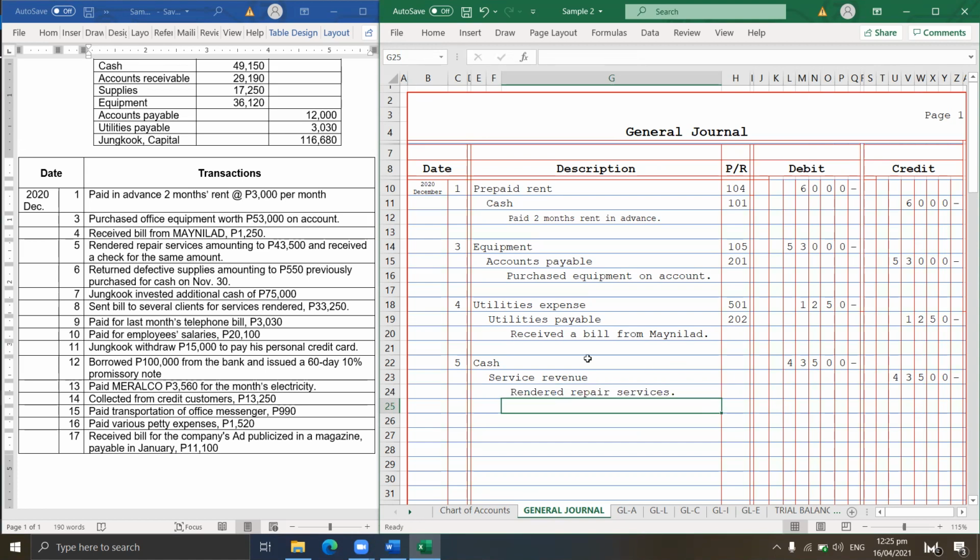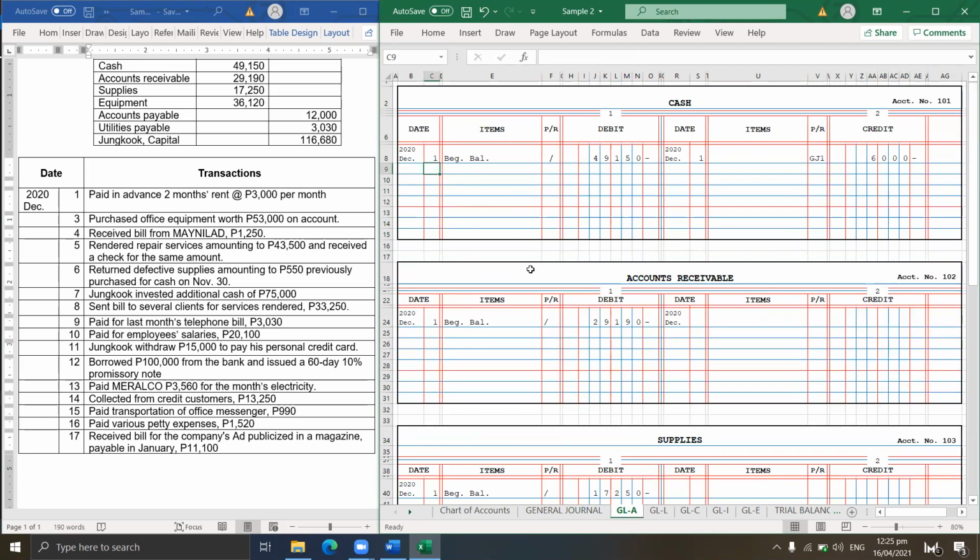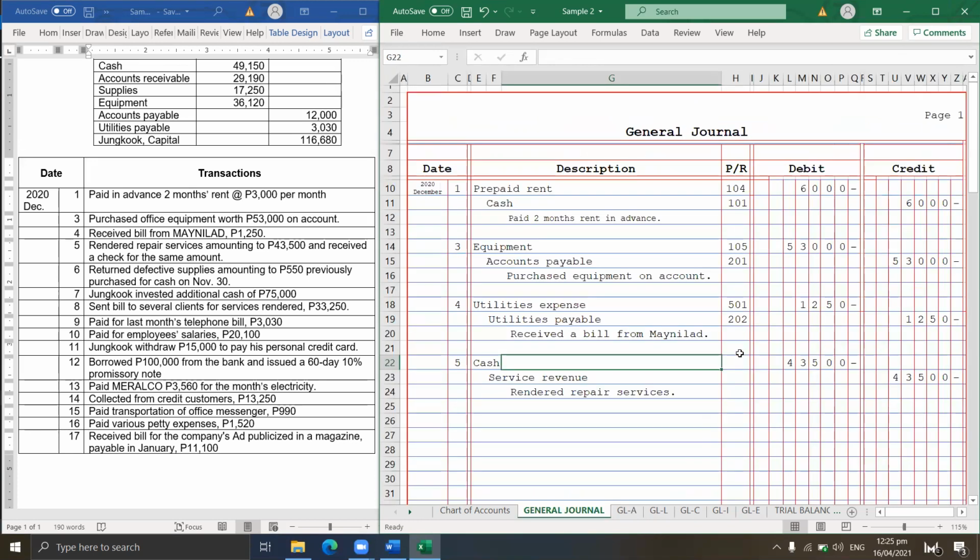Okay, so after that, we need to post. So we post it first in cash. So that will be a debit in cash. So December 5, okay, items, leave it as blank. Okay, still GJ1, okay, 43,500. Okay, so after po natin mag-post, no, we will go back to the journal for the account number 101 for cash. So that's 101.